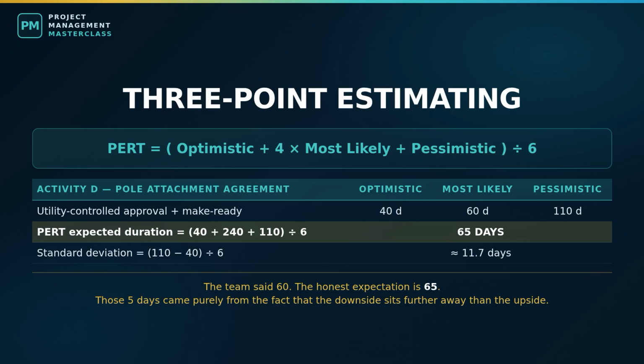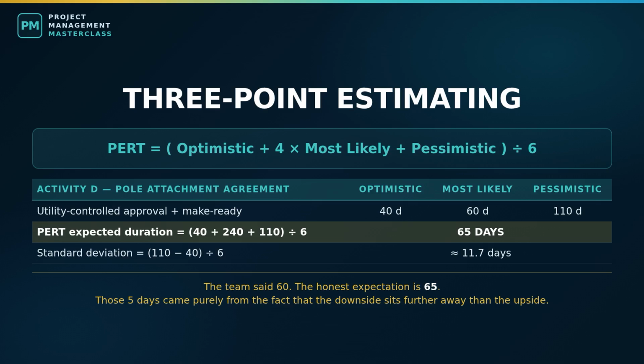The reason this works has nothing to do with mathematics. It works because it gives people permission to tell you the truth. Asking for a single number forces them to hide their uncertainty inside it. Asking for a range lets them show it to you. An activity estimated at 5, 6, 7 days is well understood. An activity estimated at 5, 6, 30 days is not an estimating problem. It is a risk, and it is telling you nobody actually knows.